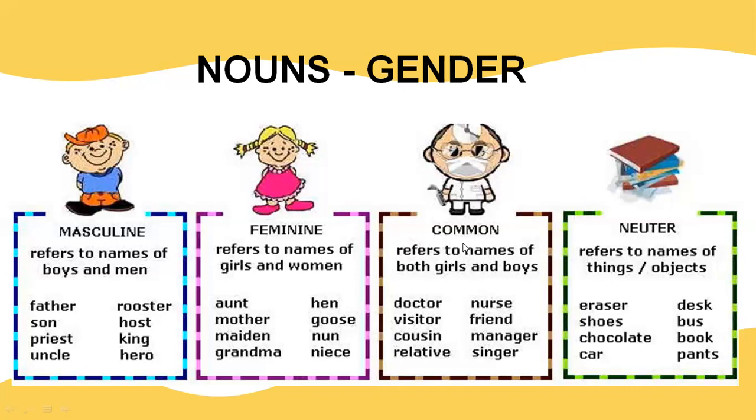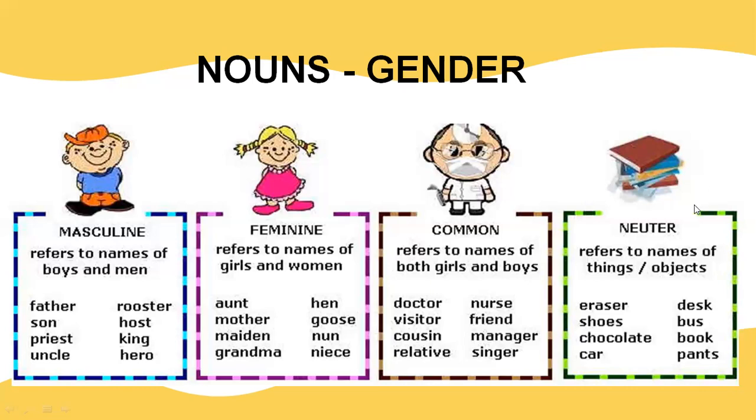And the third type is common gender. Some words we use to refer to both boys as well as girls. For example, teacher. If it is a male teacher, we call them a teacher. If it is female also, we call them a teacher. So it should come under common gender. Like that, nurse, doctor, visitor, friend, cousin, all these are examples for common gender. We use these words to refer to both boys as well as girls.